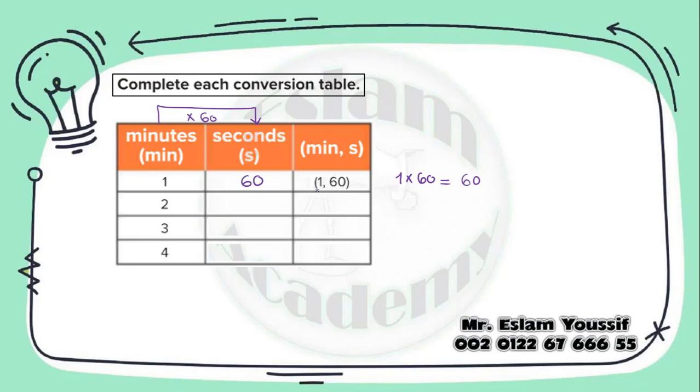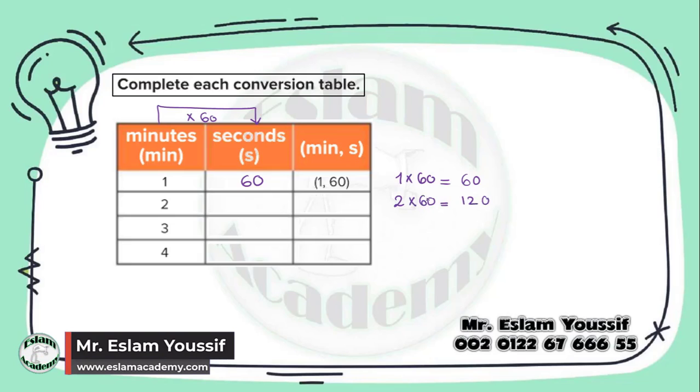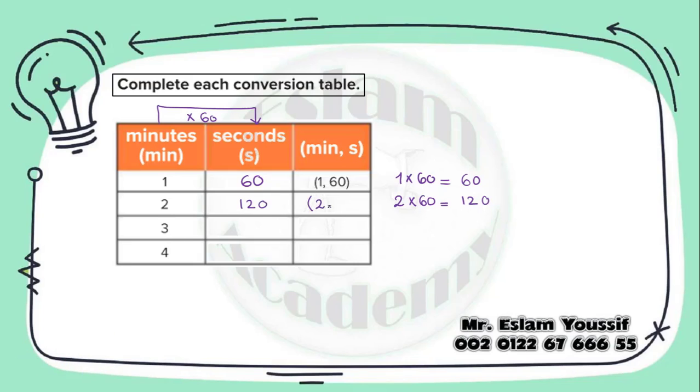If you need to write the ordered pair, you will find that we have 1 and 60. Now the second one. So we have 2. If we need to convert from minute to second, we need to multiply. Just multiply by 60. You will find that 2 times 0 equals 0, and 2 times 6 equals 12. So the answer now will be 120. If you need to write the ordered pair, just write the number of minutes first. After that, just write the number of seconds, which is 120.